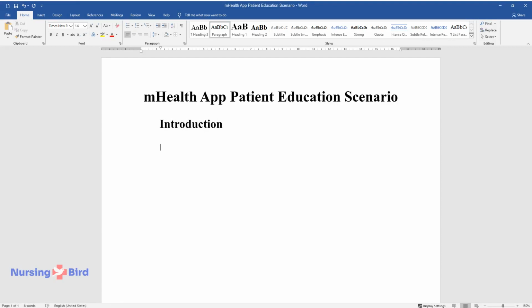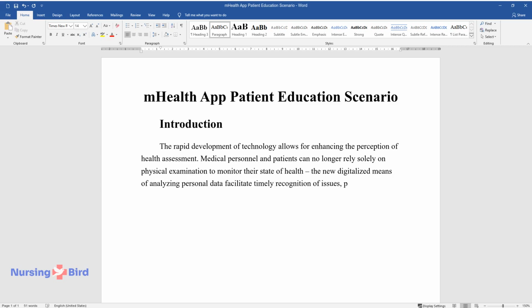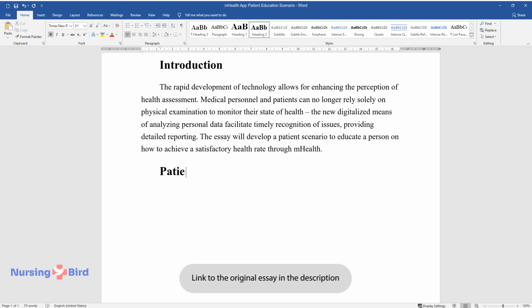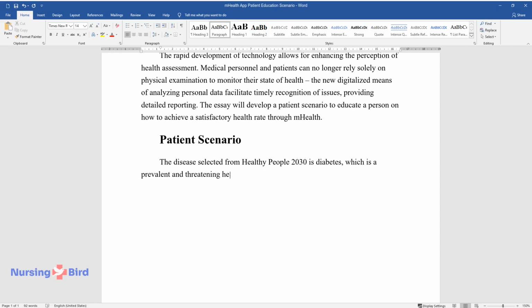Introduction. The rapid development of technology allows for enhancing the perception of health assessment. Medical personnel and patients can no longer rely solely on physical examination to monitor their state of health. The new digitalized means of analyzing personal data facilitate timely recognition of issues, providing detailed reporting. The essay will develop a patient scenario to educate a person on how to achieve a satisfactory health rate through mHealth.